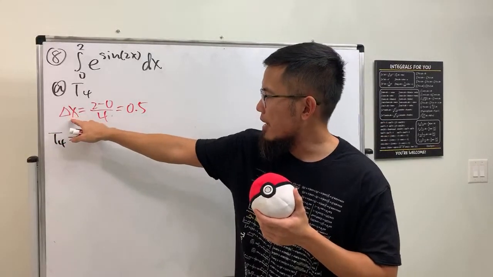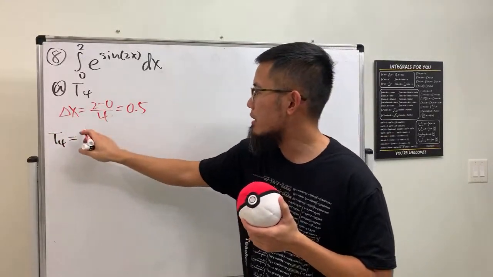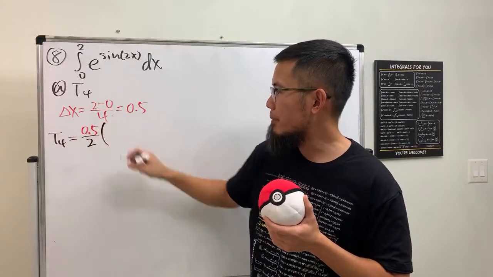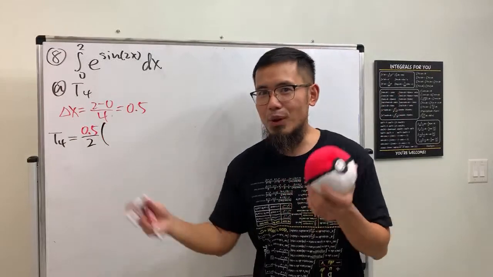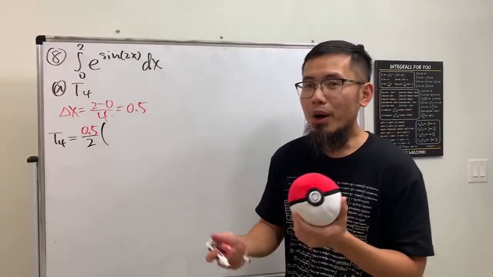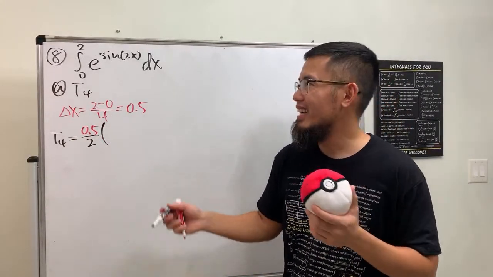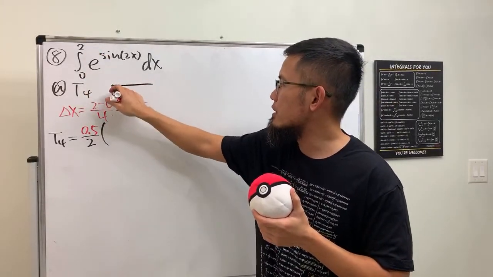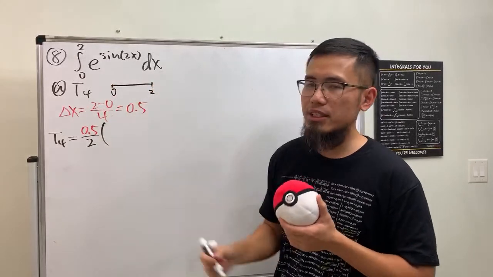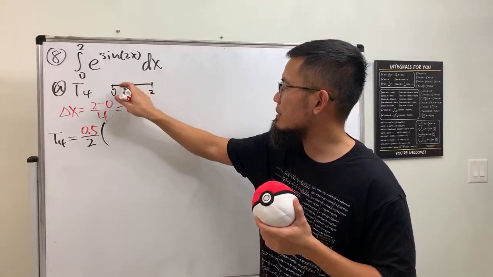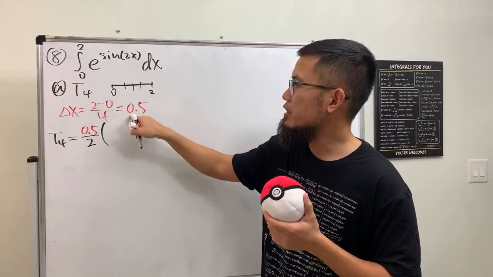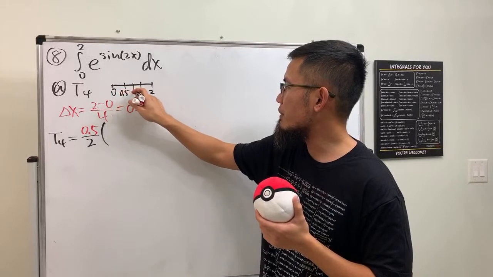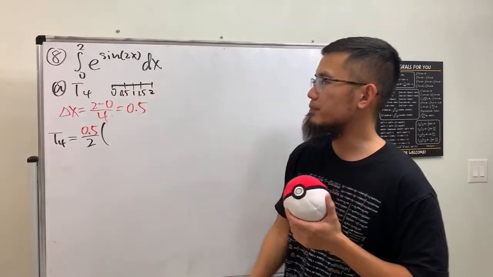You will have delta x divided by 2. So here we have 0.5 divided by 2. And then you multiply by a bunch of the f of whatever, right? Well, what are the whatevers that we are going to use? I will recommend you guys draw the interval from 0 to 2. So here is 0, here is 2. And then cut this into 4 pieces. So make the cut, make the cut, make the cut. Each width is 0.5. So you know this is 0.5, 1, 1.5, and 2.